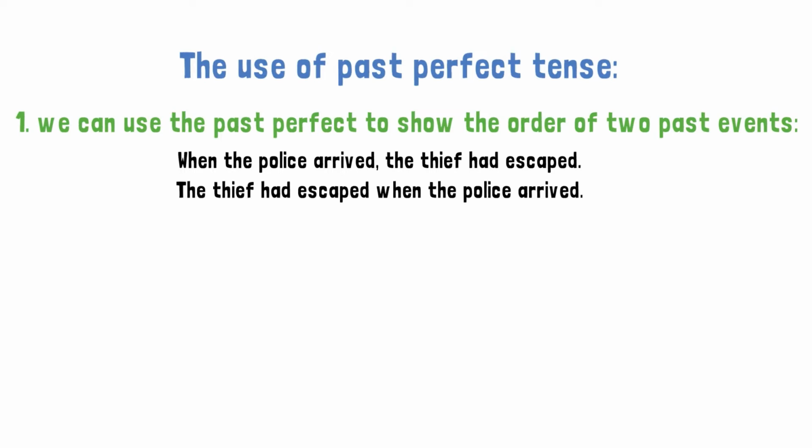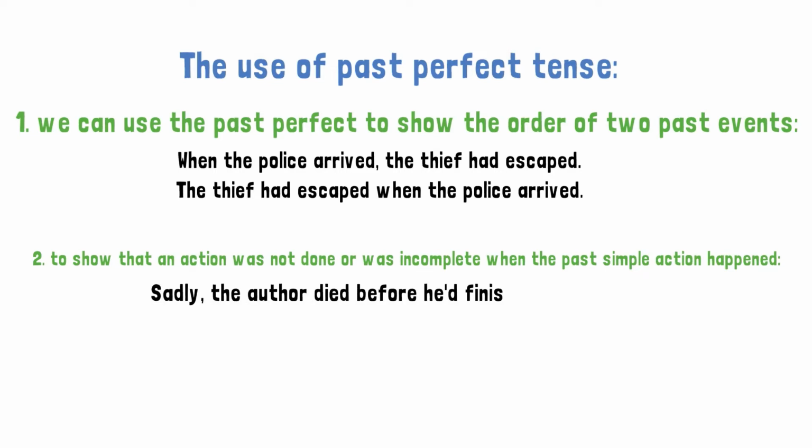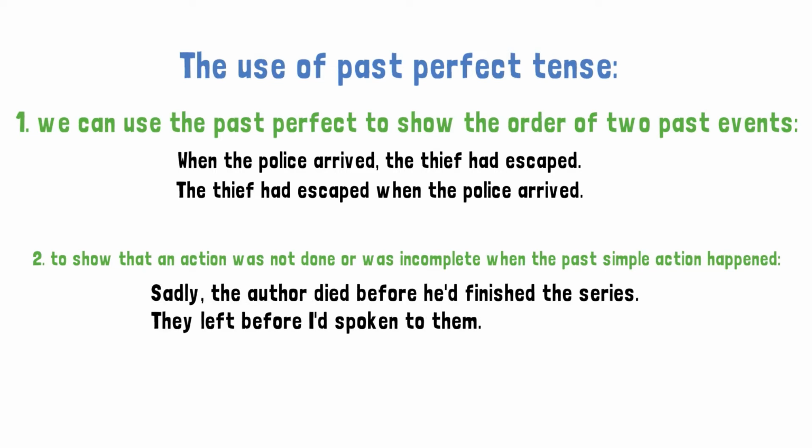We can also use the past perfect followed by before to show that an action was not done or was incomplete when the past simple action happened. Sadly, the author died before he'd finished the series. They left before I'd spoken to them.